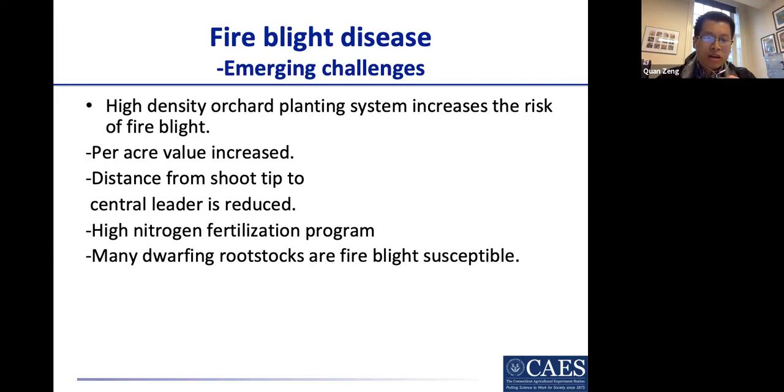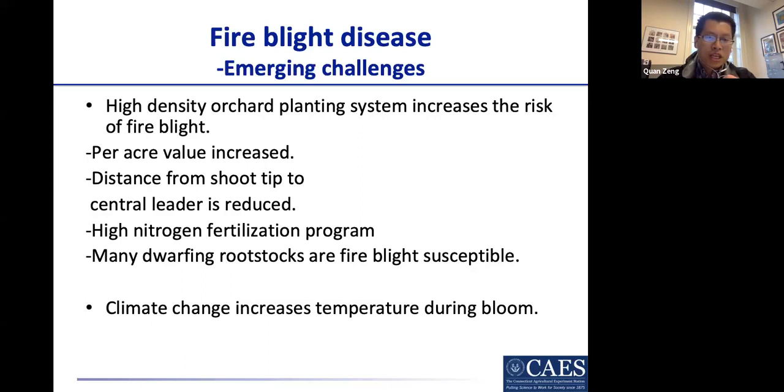In addition to this high density orchard adoption, another factor that may also make it more challenging to manage fire blight is climate change, which increases the ambient temperature during bloom and also over the summer months. As we all know, the pathogen grows at a much higher rate at a higher temperature than at a lower temperature. So that also increases the chance of fire blight infection.